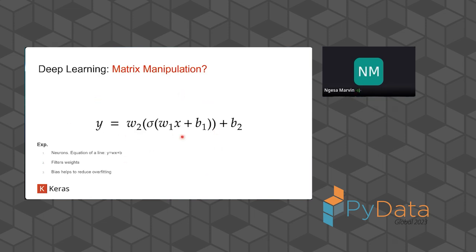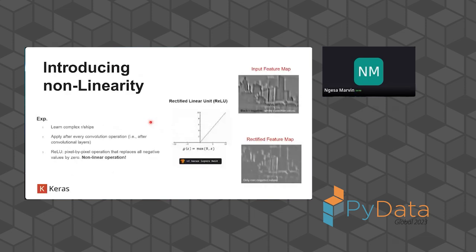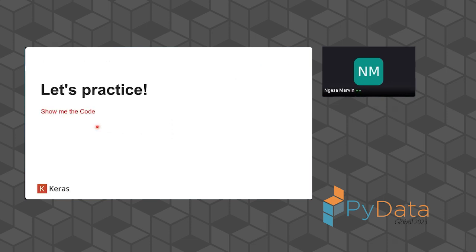You know what x is, you know what the weights are, you know what the bias is, and even what this value is. And of course, I've also explained that these different values of sigma, or nonlinearity, just help you to learn the complex relationship of all these.